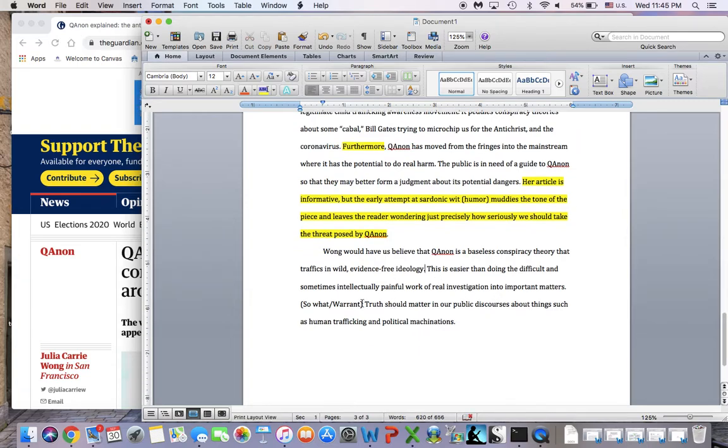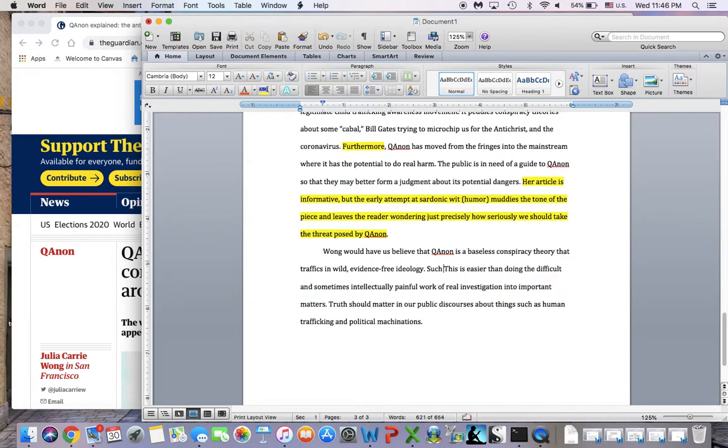So now I'm just going to read through the paragraph. I'm going to delete my parenthetical notes here because you don't need them. Do not leave them in, please. This is supposed to look like an essay, not notes. Okay. Wong would have us believe that QAnon is a baseless conspiracy theory that traffics in wild, evidence-free ideology. This is easier than doing the difficult and sometimes intellectually painful work of real investigation into important matters. Ouch. So there's a gap there. That something needs to be explained. We at least need a transition phrase or some kind of explanation that connects that first sentence to that second sentence, because the connection is not there. It's not there in writing. Okay, so she would have us believe that it's a baseless conspiracy theory, evidence-free ideology.